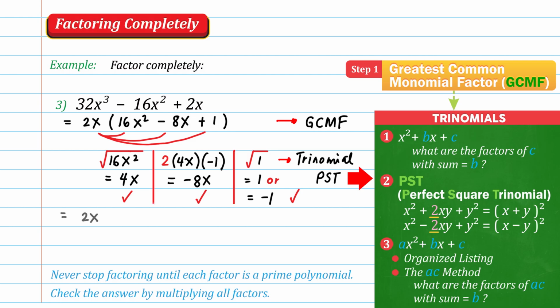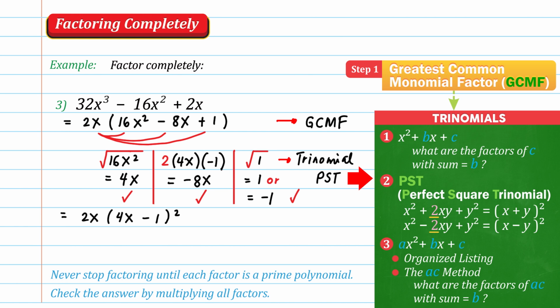Lagay natin dito. And then we simply set up the factors of this PST. It will be a binomial squared. And then put the square roots of the first and the last terms here. PST factored. But let's check some more.